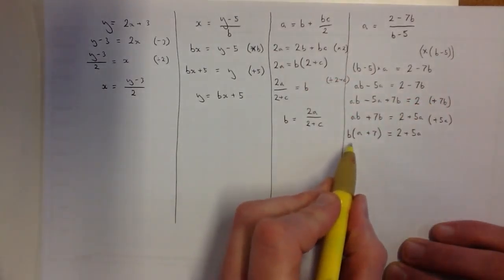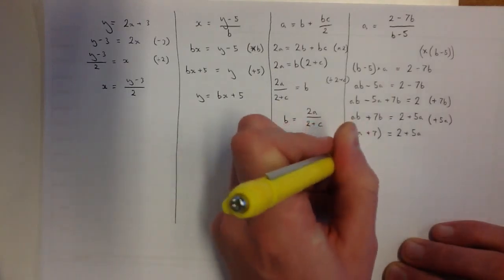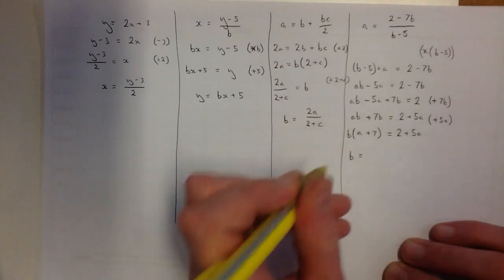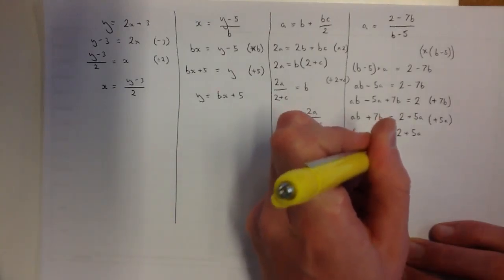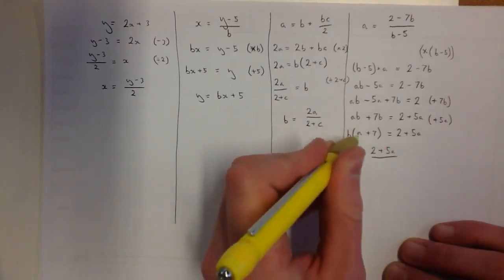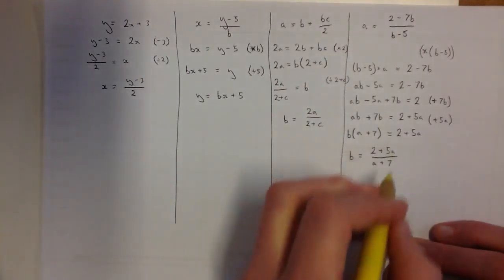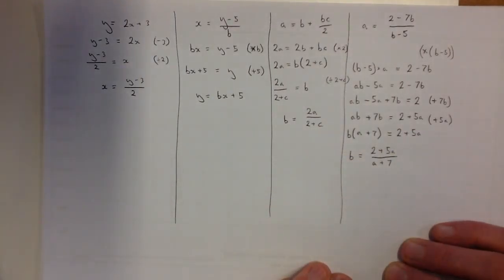This has the advantage, as we did before, that we now only have one b involved in the whole formula. We can divide both sides by a plus 7. So we end up with b equals 2 plus 5a, which is this bit here, all divided by the bit that was in brackets, a plus 7. In this case, it's the correct way around, so we'll leave it like that.